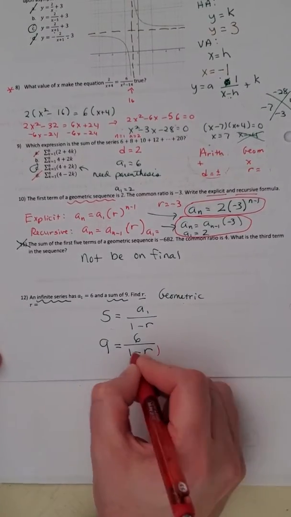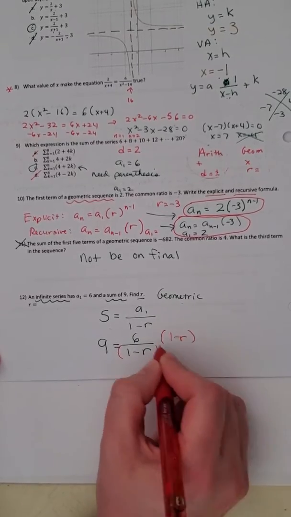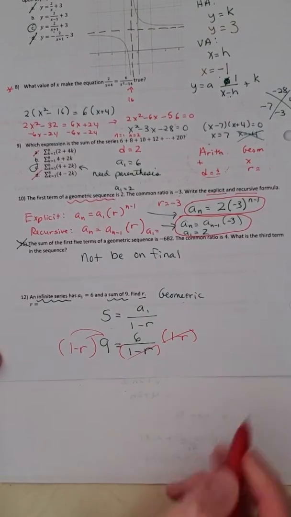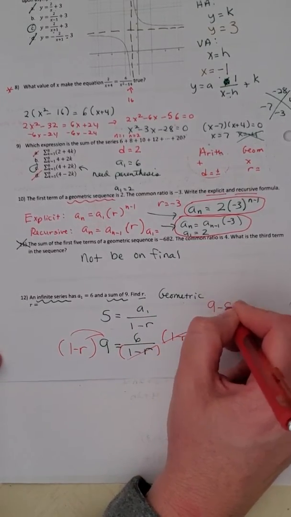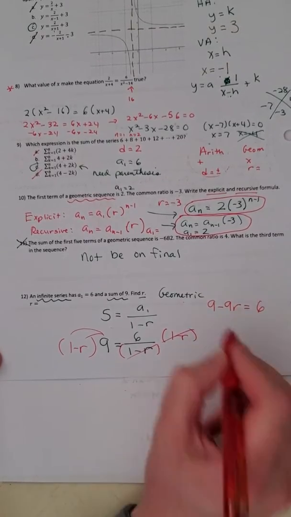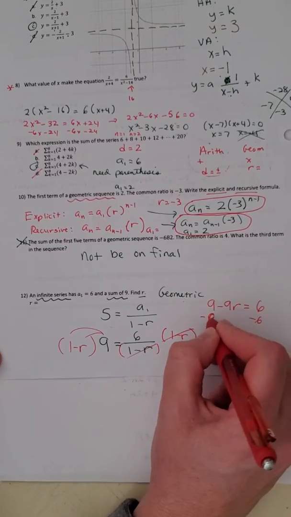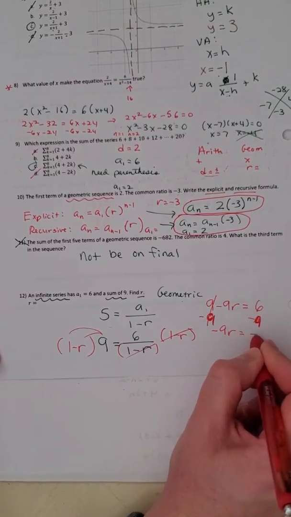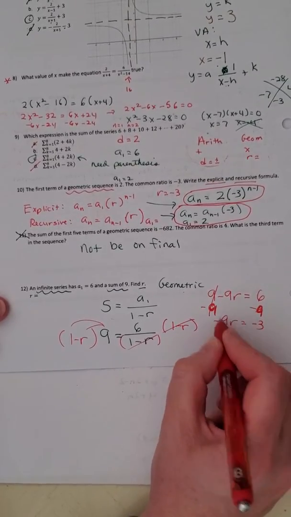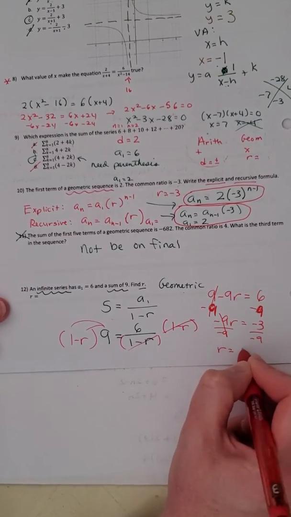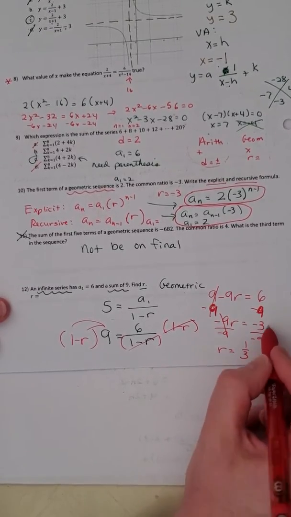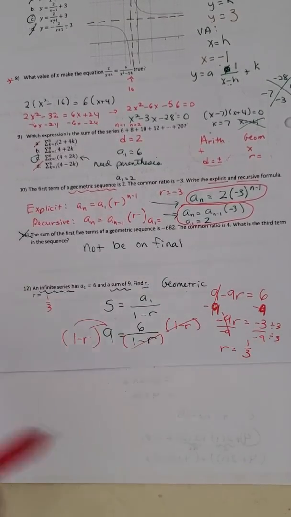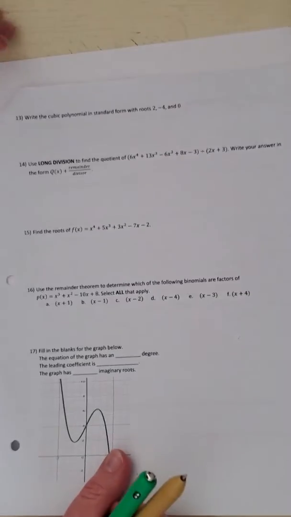So we're going to multiply both sides by 1 minus r because we need it out of the denominator. Don't forget to distribute through. So that gives me that 9 minus 9r is equal to 6. And then I would subtract 9 from both sides. And I get negative 9r equals negative 3. Divide by negative 9. R equals 3 over 9, right? But we can divide the top and bottom by 3. So 1/3. Done.